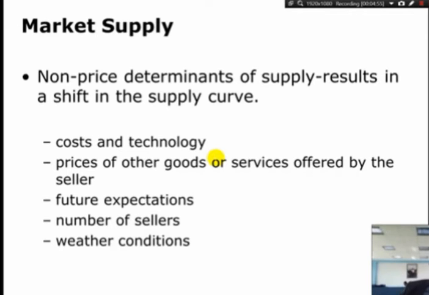Future expectations. We think in the future it will be a very rainy, dusty season, then maybe I'm going to start from now to prepare for that. Number of sellers. If a lot of people start to come to this market, we may have a shift to the right, more supply, or a shift to the left if people leave. And also the weather condition. Let's say now it's a very good rainy season, which makes a lot of potatoes grow fast and easy, then maybe this is going to shift supply to a higher supply.